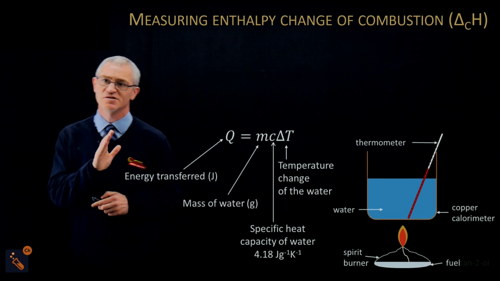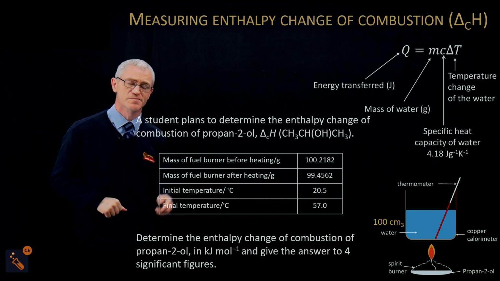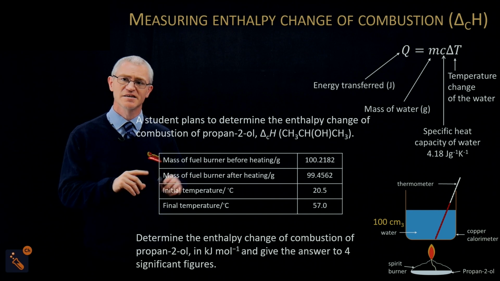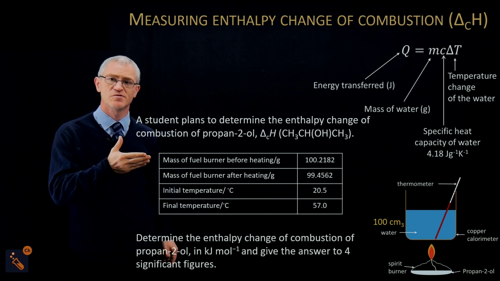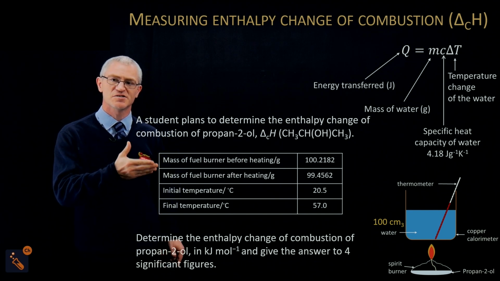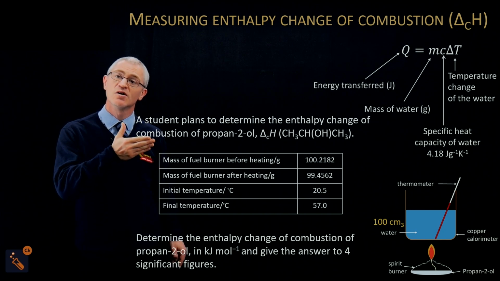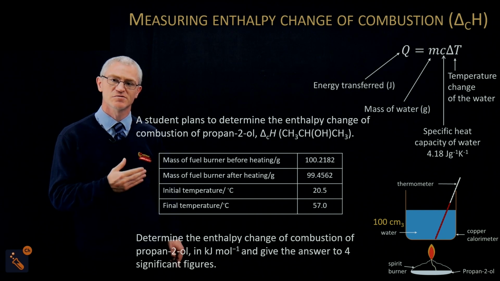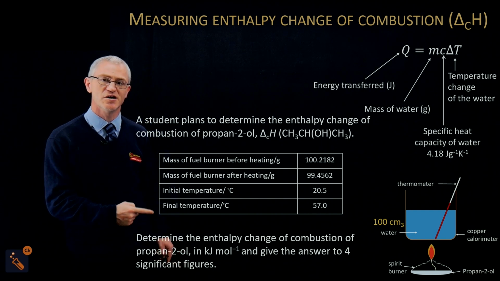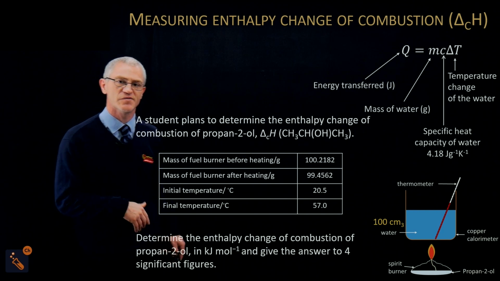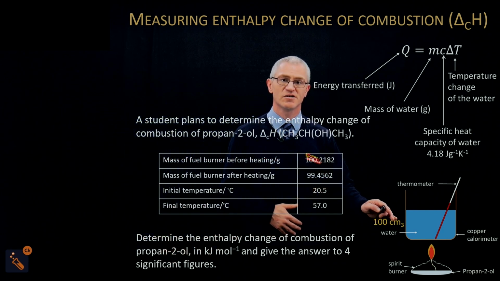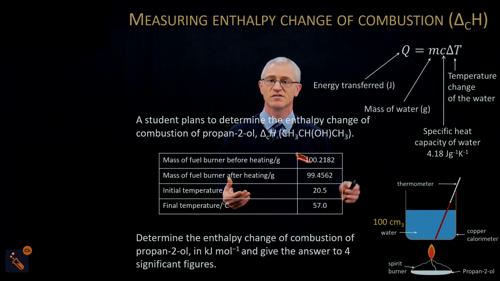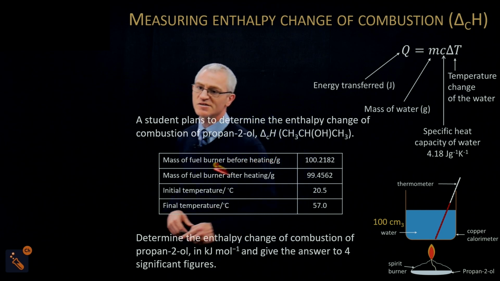Now let's put that over to the side and look at the question. Now the question itself is about propan-2-ol, and we've got the mass of the fuel burning before and after heating, which means the difference between these numbers must be the mass of the fuel which we have burnt. We also have the initial temperature and the final temperature, which means I know the temperature change, and you can see it's going up from 20.5 to 57. Also, we are given 100 centimetres cubed here, which tells us the mass of our water, which is 100 grams. So we've got all this information.